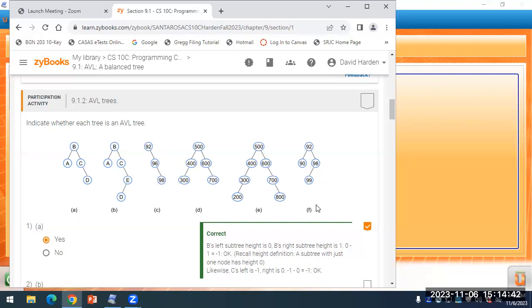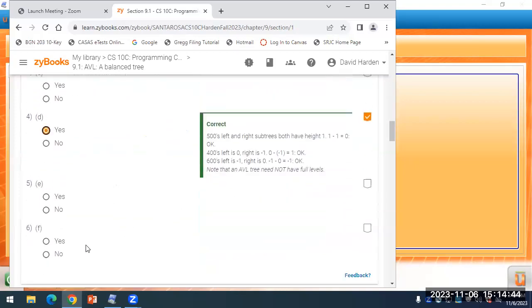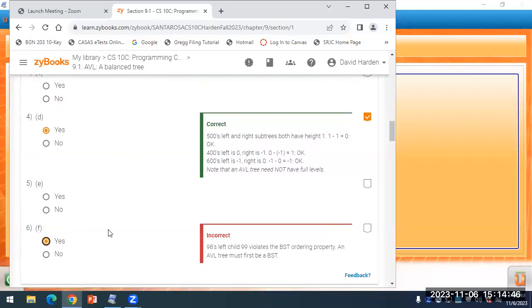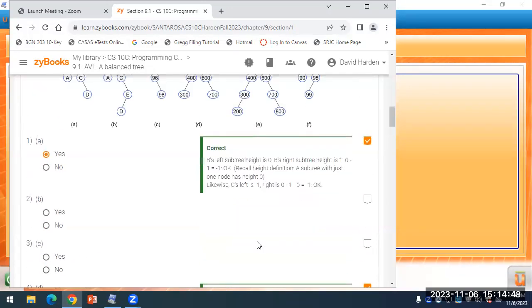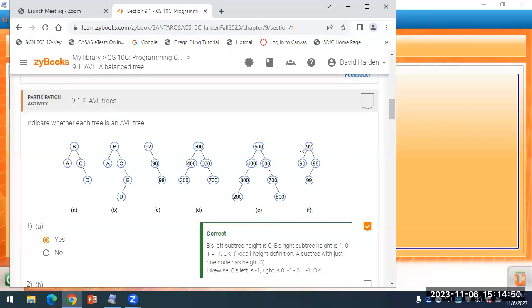That looks good to me. Uh-oh. Oh, because it's not a binary search tree. It meets the height requirements, but trick question, right? The 99 goes the wrong way.